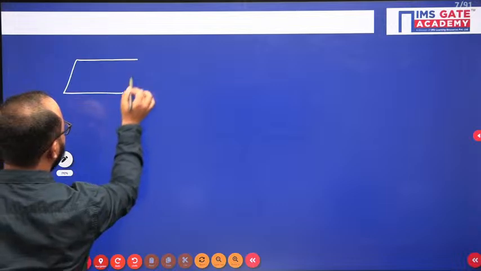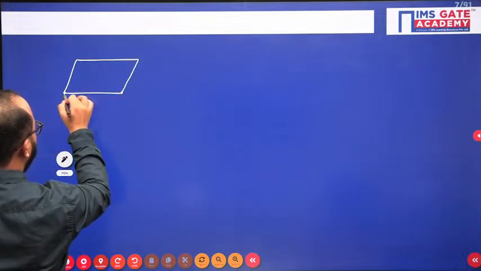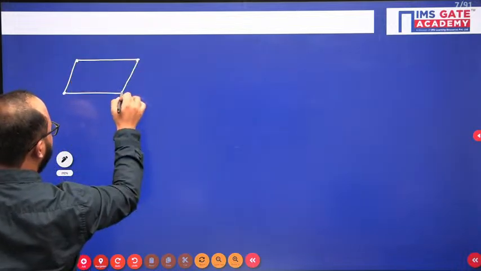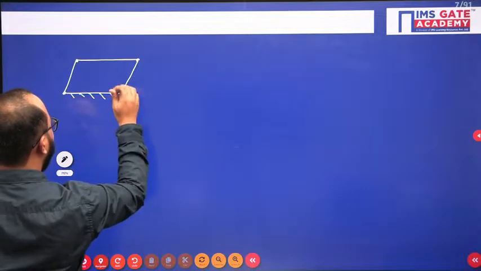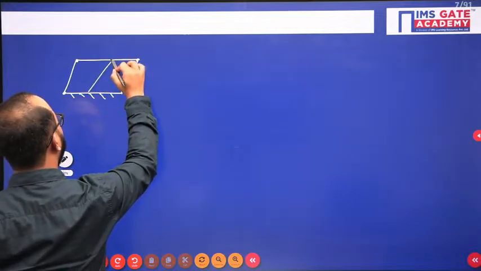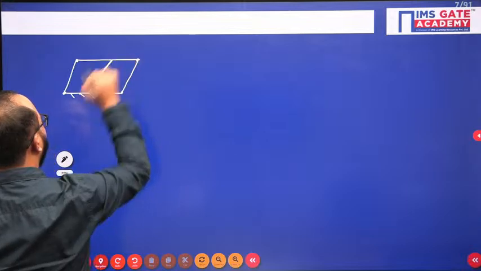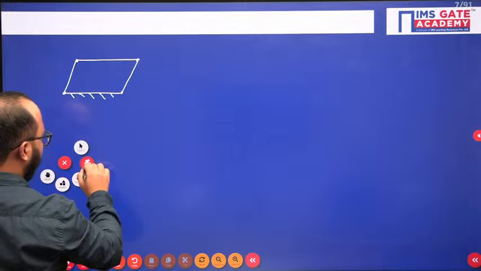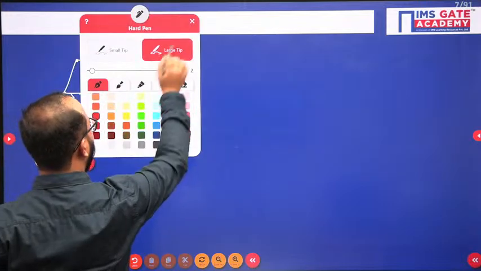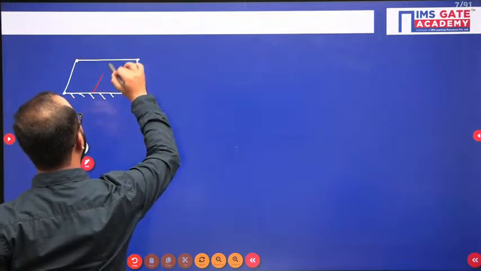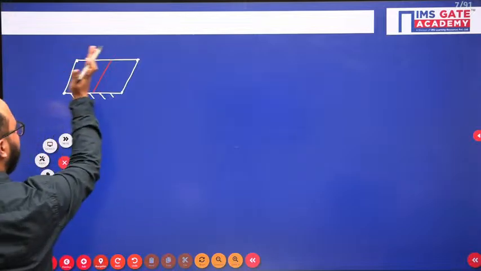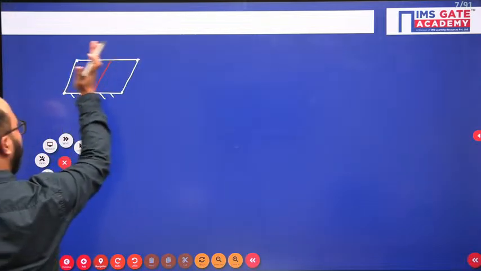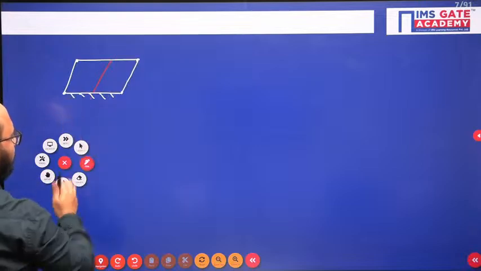So let's suppose these are the 4 members, and let's suppose this is the fixed. Now one more member I have attached here. Okay, but please understand very carefully. The member I have attached here is parallel to both the members. This member is parallel to this one and as well as with this one. So all 3 are parallel to each other.